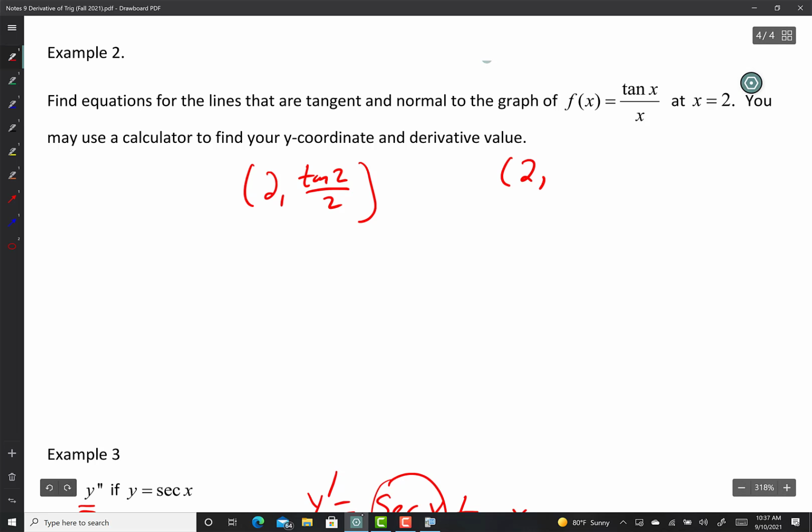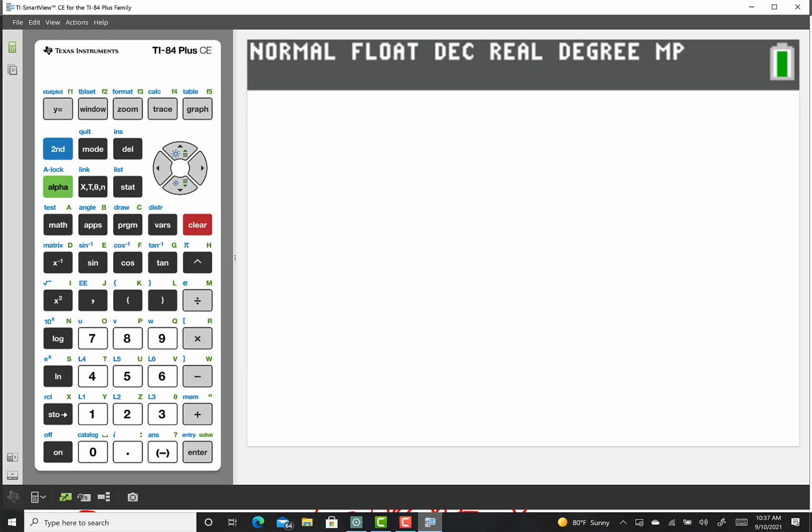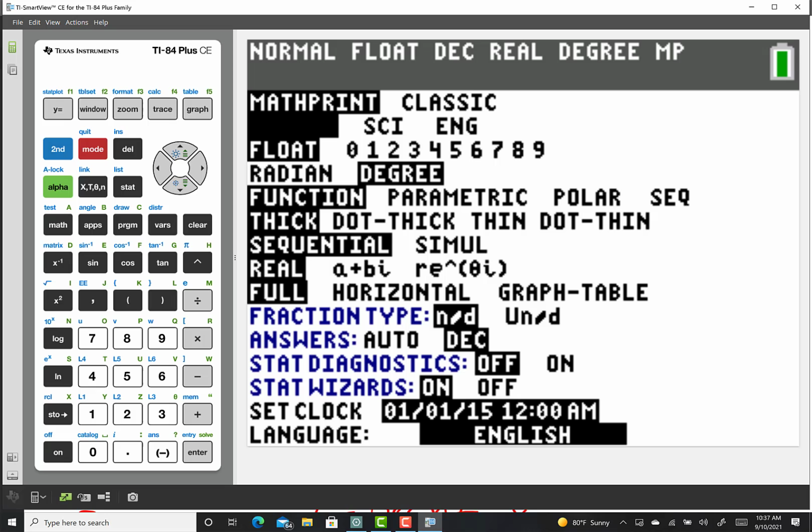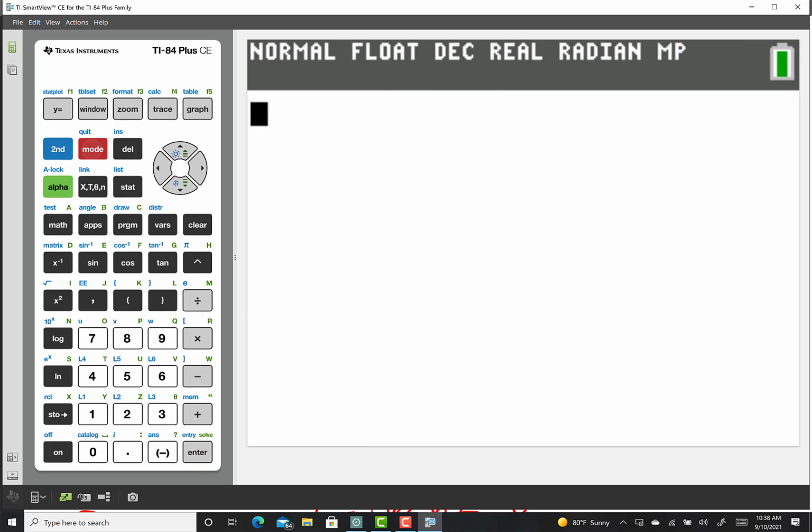2 comma. So I take my calculator out, and first I have to tell my calculator to be in radian mode because it says degree there. Mode, radian, always radian. Okay, now I'm in radian mode. In the mode menu, if you toggle down, you'll see radian or degree. All right, here we go.